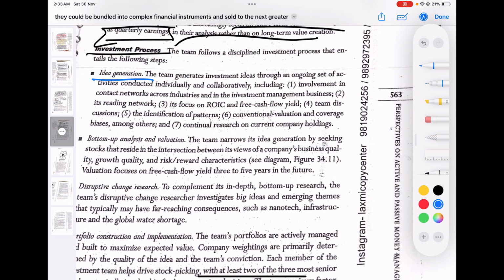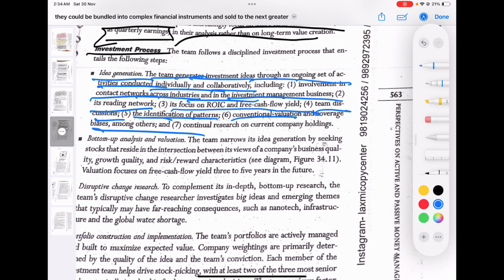The first thing is the idea generation. The team generates investment ideas through an ongoing set of activities conducted individually and collaboratively: involvement in contact networks across industries and in the investment management business, its reading network, focus on ROIC and free cash flow, team discussions, identification of patterns, conventional valuation, checking the biases, and then doing the research. All of that you do. So when you do all of that, everything comes under idea generation.